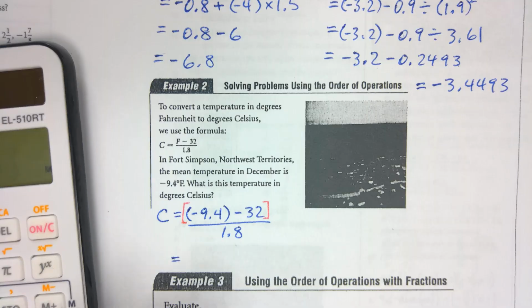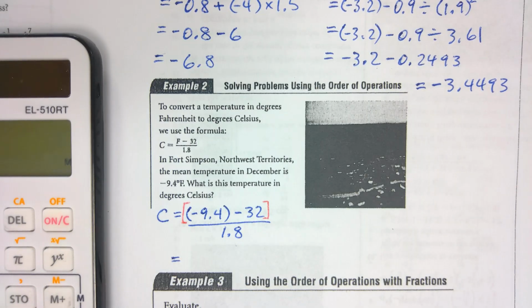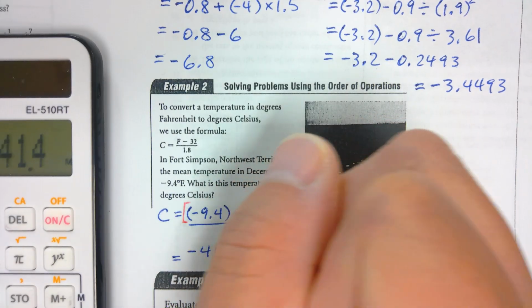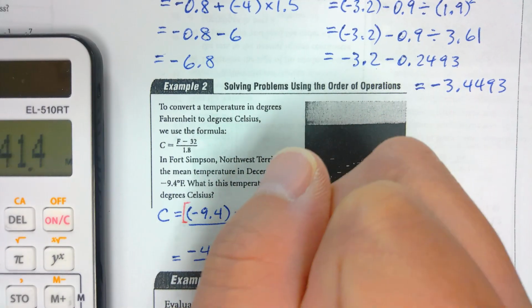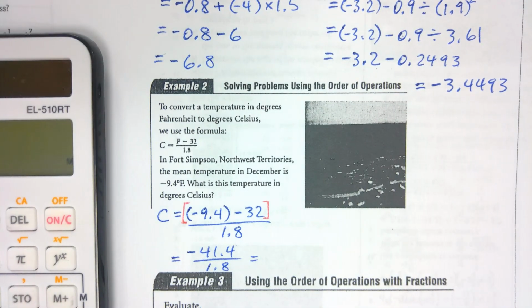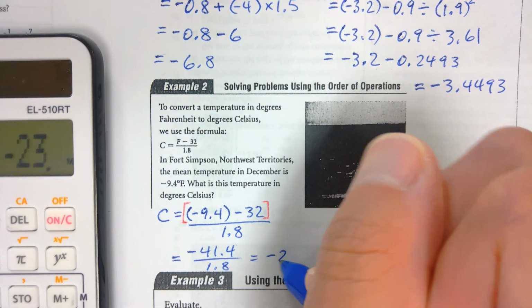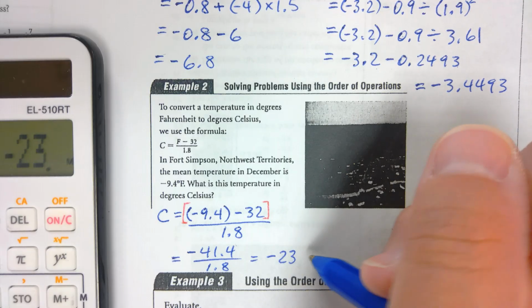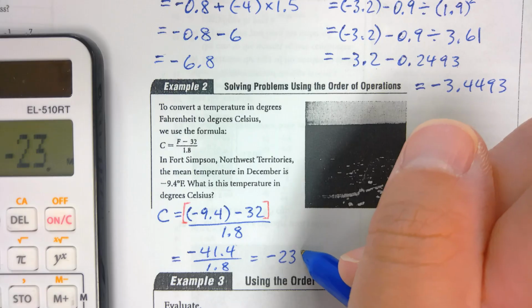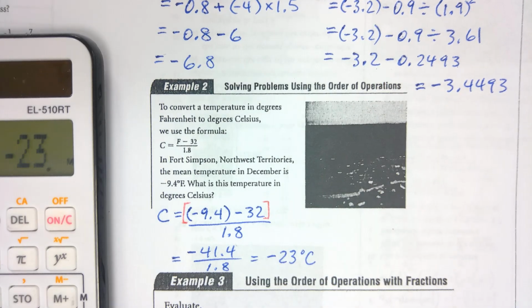So negative 9.4 minus 32, I get negative 41.4. Divide that by 1.8. You get negative 23. What's my unit here? Celsius, right? So the degrees Celsius.